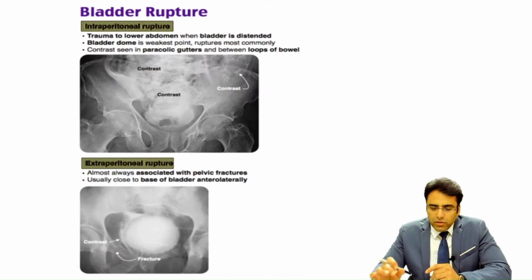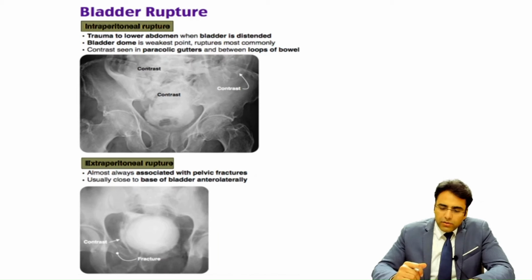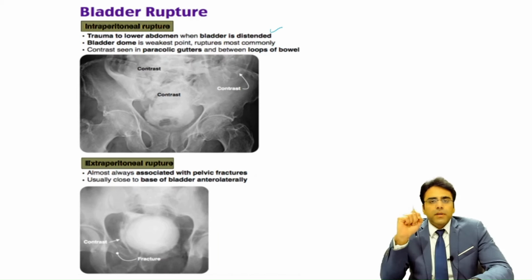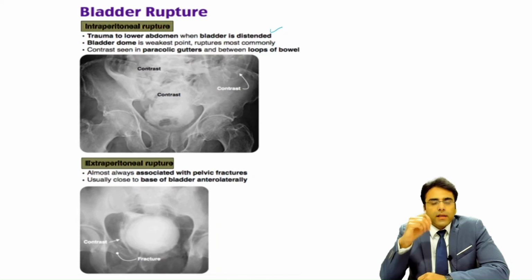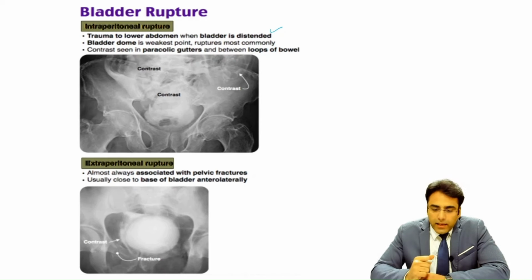Now, before coming on to the options, let us have a look at bladder rupture. We have two types. We have intraperitoneal and extraperitoneal rupture. Intraperitoneal rupture is trauma to the lower abdomen when the bladder is distended. So always remember that when the patient suffers injury in a distended bladder, the chances of intraperitoneal rupture are more. Clear? And the bladder dome is the weakest point and ruptures most commonly.